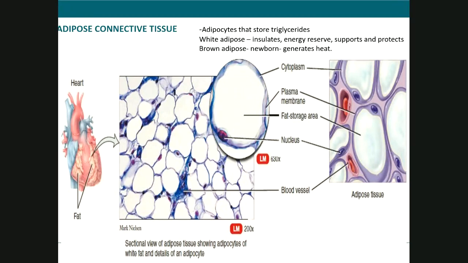There are two types. The more common one is the white adipose tissue, which functions in insulation around vital organs and energy reserve, and also primarily supporting and protecting. There is also brown adipose, not present in adults; it's only present in newborns and generates heat.